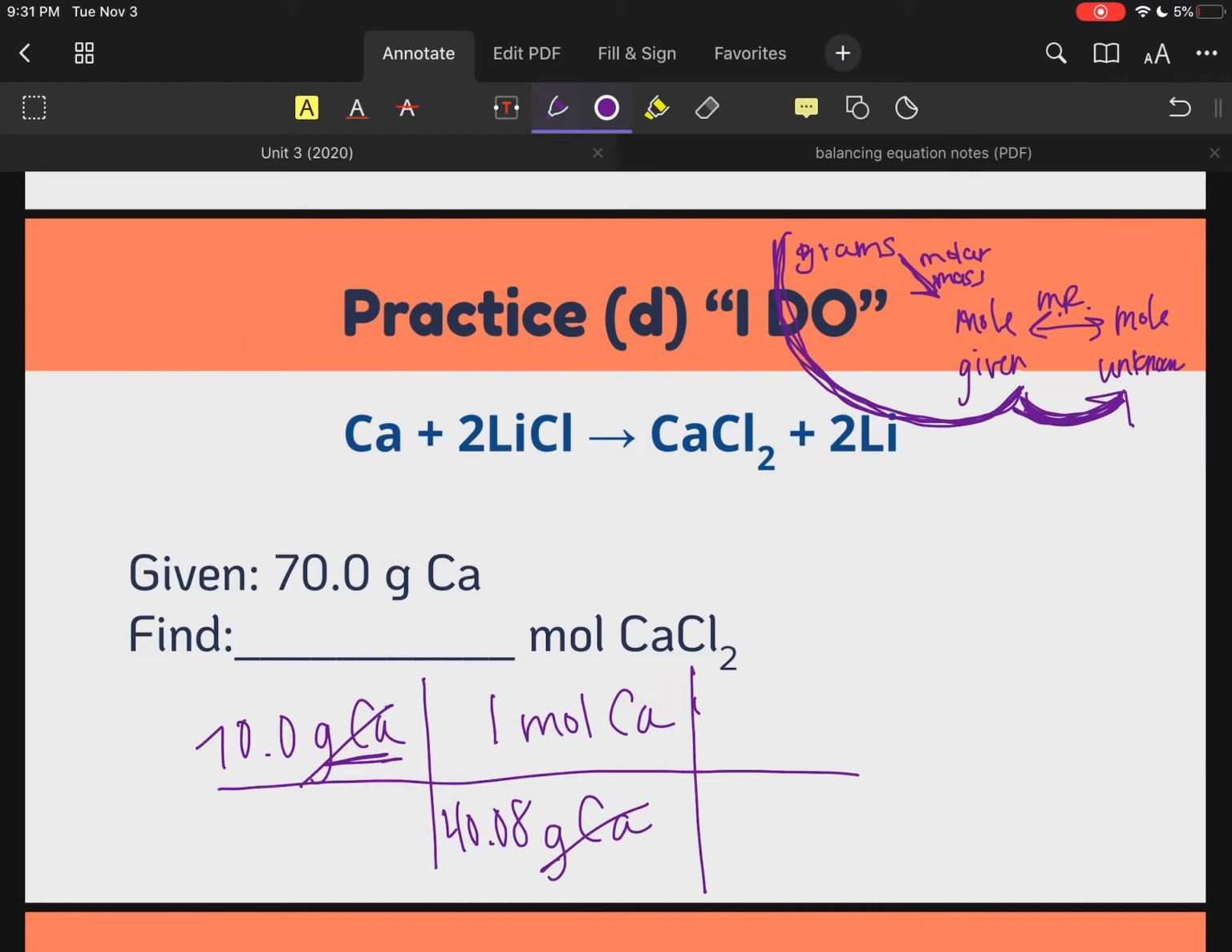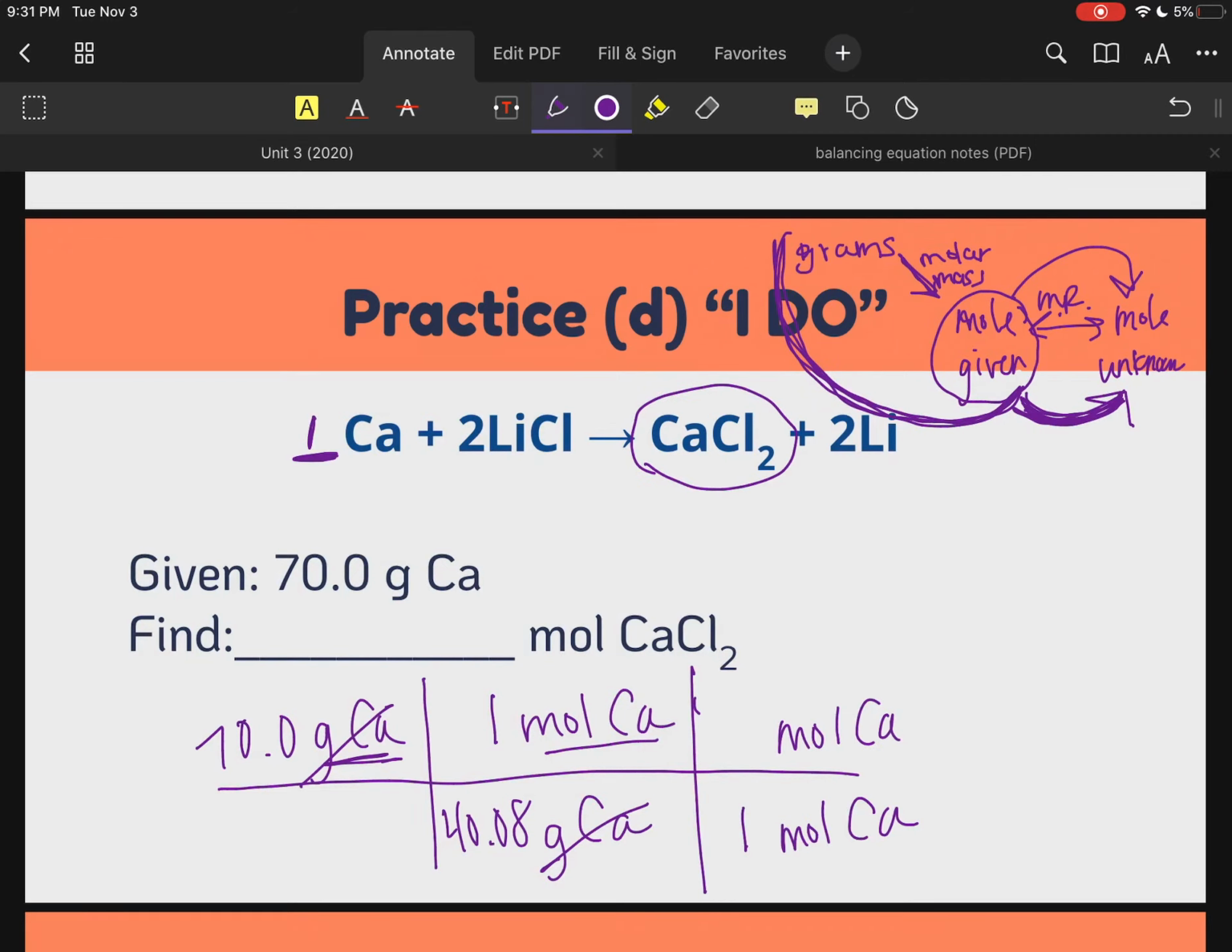I'm left with moles of calcium. Now that I have moles of calcium right here, I can jump, okay, to my moles of my unknown. And remember, I'm using my mole ratio. Moles of calcium up top, moles of calcium on the bottom. How many moles? Just 1. Remember, I'm looking for calcium chloride. Moles calcium chloride. How many? Just 1, right? It's invisible. Now that I've got what I'm looking for, I'm ready to multiply the top and divide by the bottom.